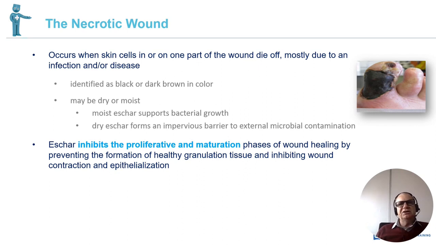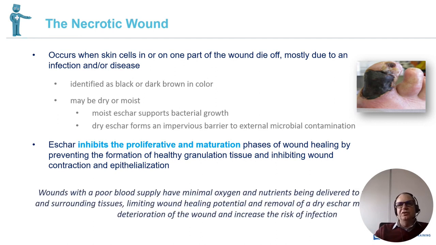So that eschar is black or dark brown in color, which means that the cells are dead. Unfortunately, you cannot do a mini CPR on a cell. A cell is dead, is dead. What we know is that there are different types of eschar, which can be dry and moist. We'll see in the next one, but usually this eschar can harbor bacterial growth and also will not allow epithelialization to go. That eschar will inhibit the progression of your wound.